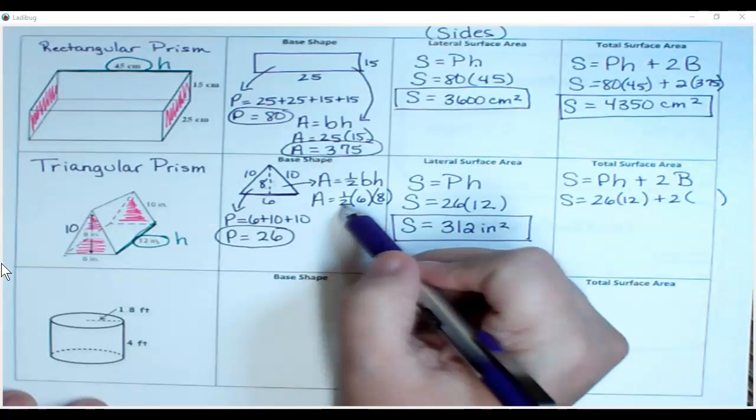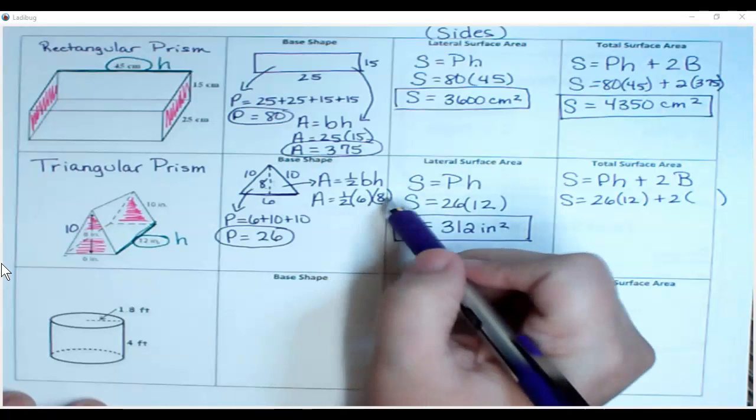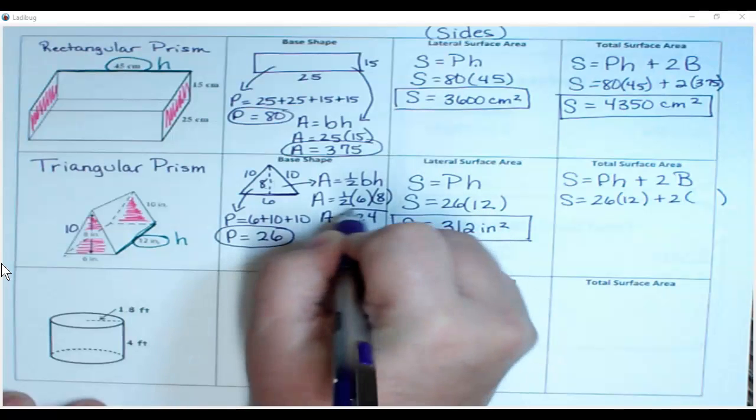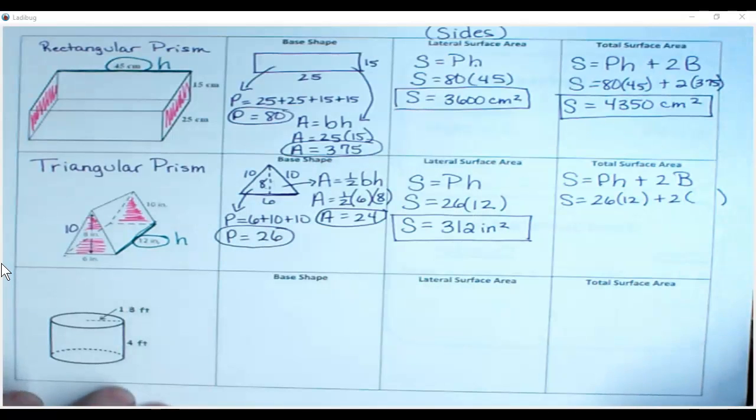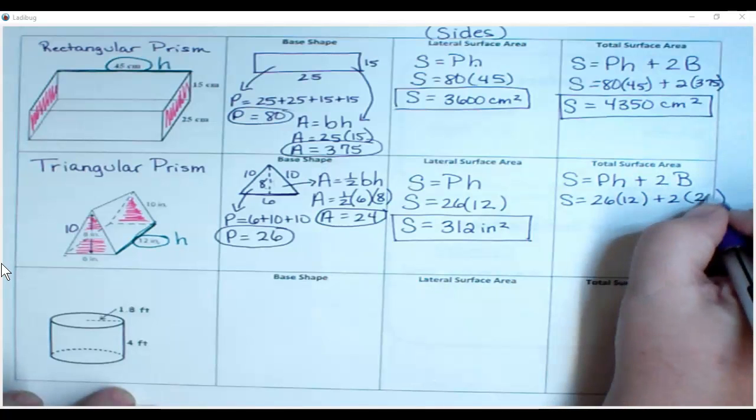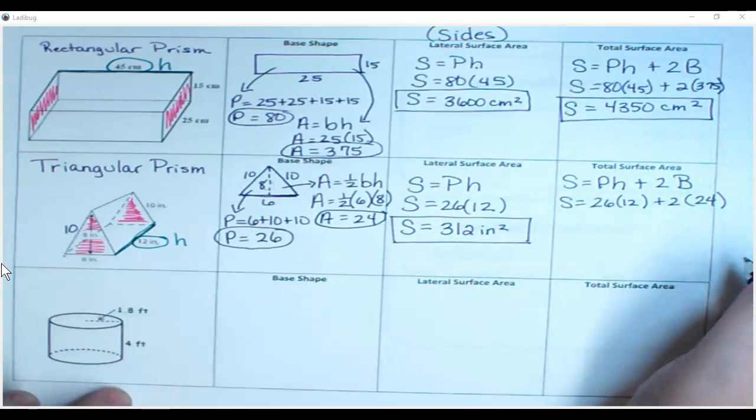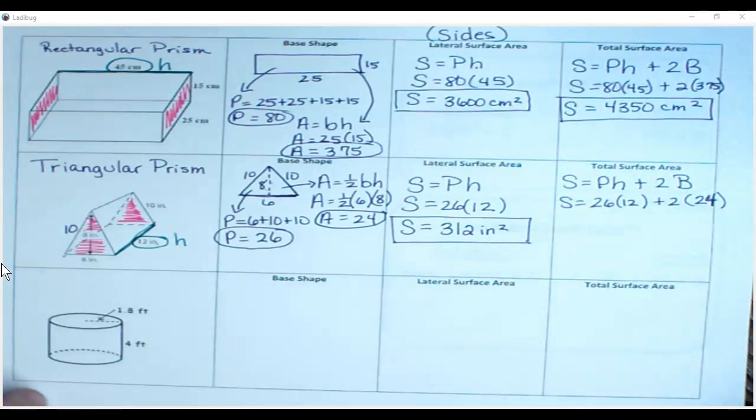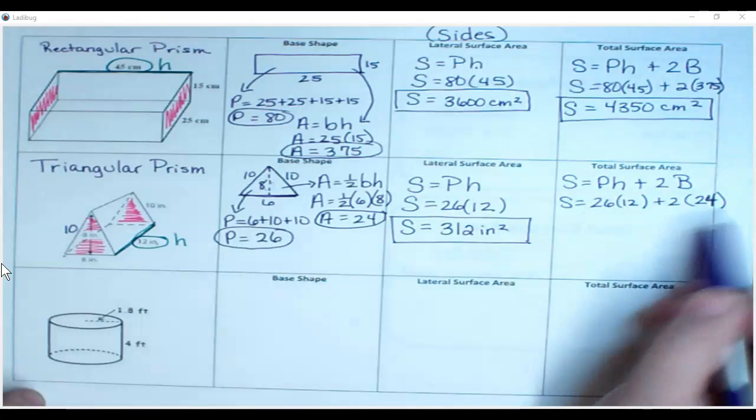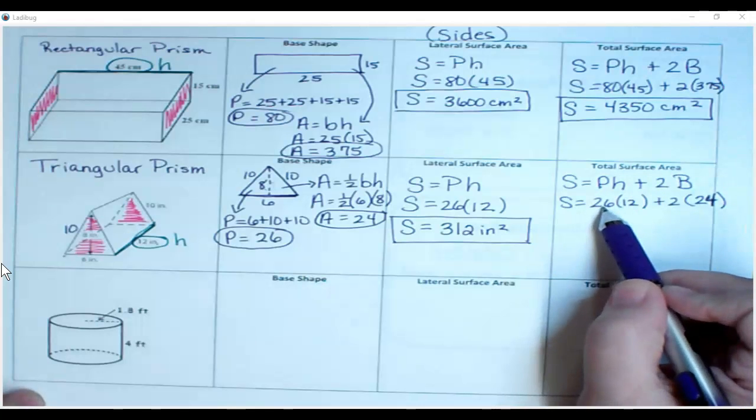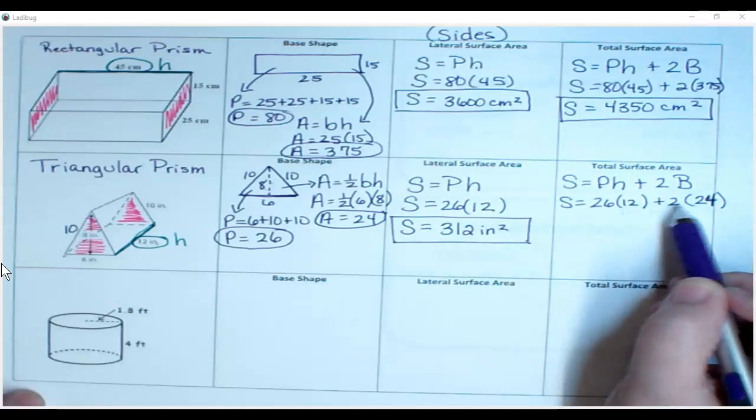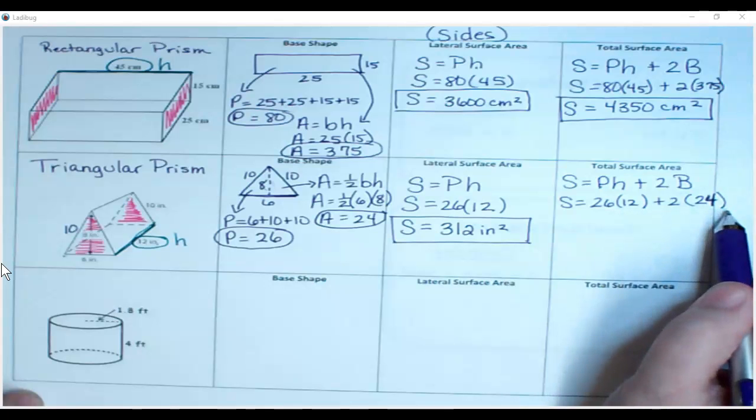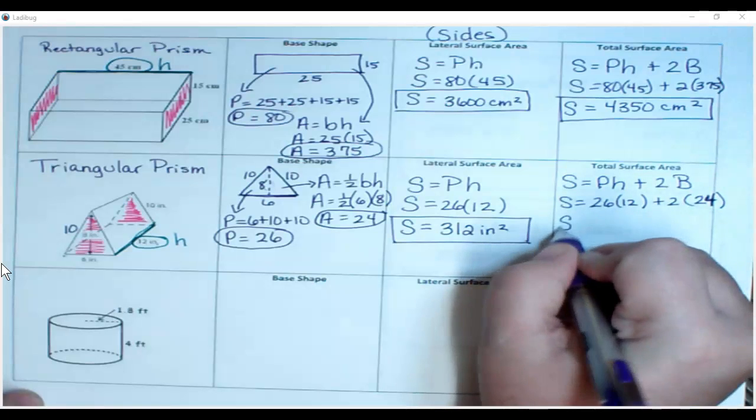So now multiplying 1/2 of 6 is 3. 3 times 8 is 24. So my area is 24. So I can plug in 24 for big B, area of the base. Now I can use my calculator and again I can plug all of this in one line. 26 times 12 plus 2 times 24. So pause the video, enter this into your calculator and get your final answer.